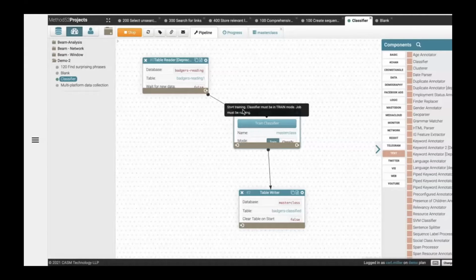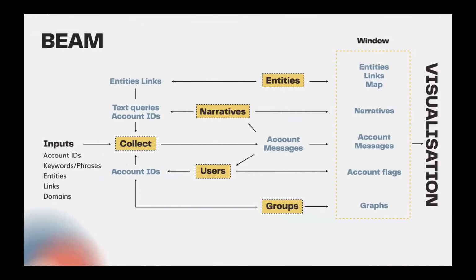But then lots of components of Method 52 have to do with analytical work. So lots of machine learning, lots of text analytics, to try and make sense of the enormous amounts of data which we often find ourselves faced with. We built lots and lots of architectures at Chasm and ISD, and over the years formalized it into what we call Beam, which logically looks like this. You'll notice we begin with these 5 yellow boxes.